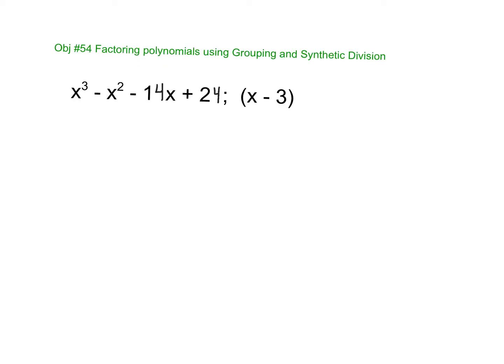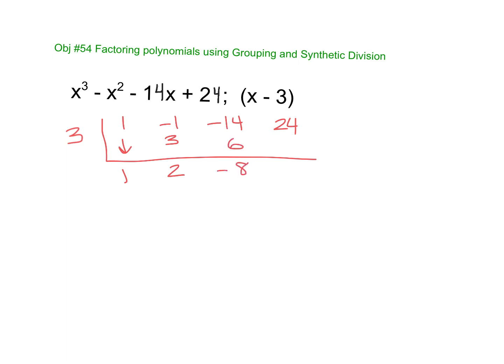All right, next one. So now you're going to do, again, synthetic division, just like the regular division that we did the other day. So I'm going to change my x minus 3. The outside number is going to be the 3. So 1, negative 1, negative 14, and 24. Bring down my 1. 1 times 3 is 3. Combine down. 3 times 2 is 6. Combine down, negative 8 and negative 24.